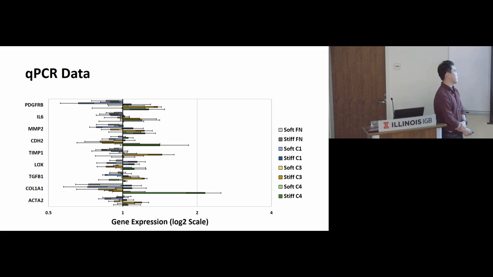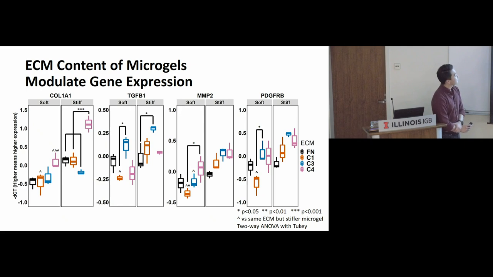So there's a bunch of qPCR data, which I'll summarize for you because no one wants to see that. The ECM content of microgels can modulate gene expression. So basically the same thing I did before, now at a bigger scale. Before I used microwells, now I'm just using 384 well plates and doing qPCR on them. And these are negative delta CT, so they're not actual expression fold differences, it's just logarithmic. Does everyone know how qPCR works? It's delta CT values, and since it's negative, higher means higher expression.